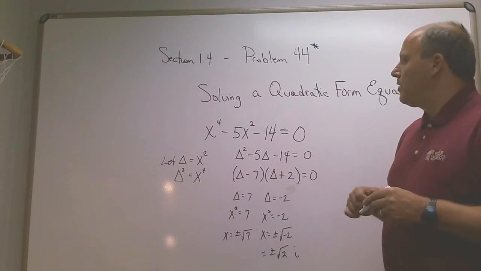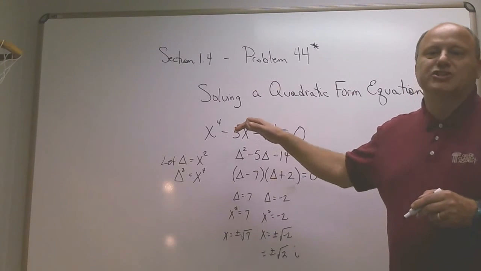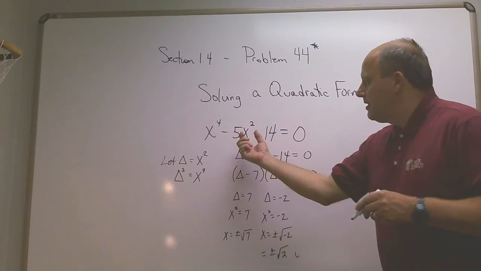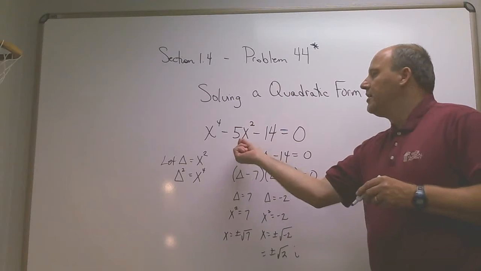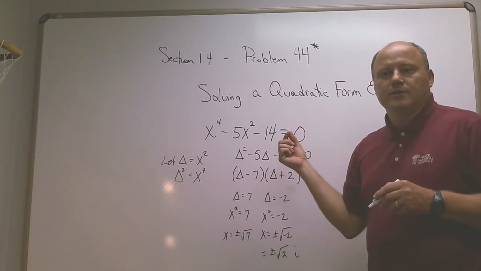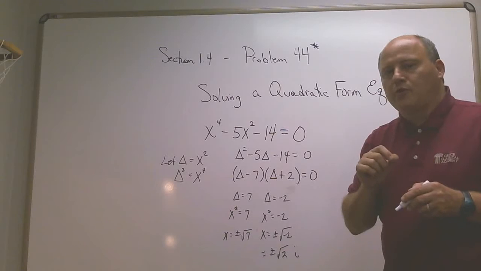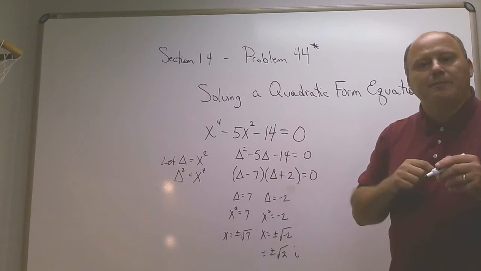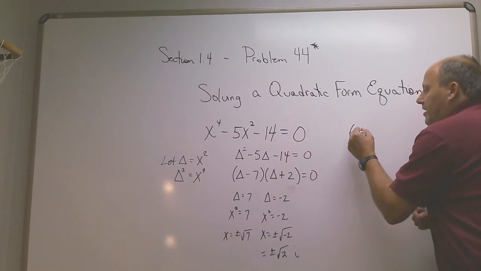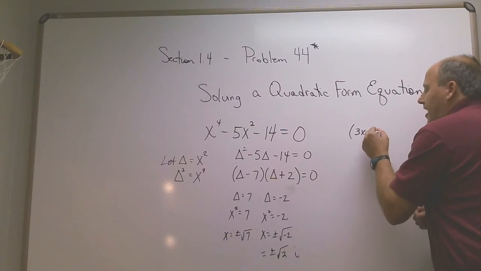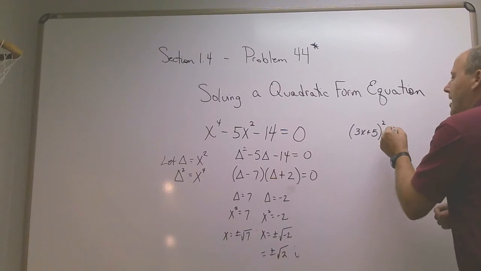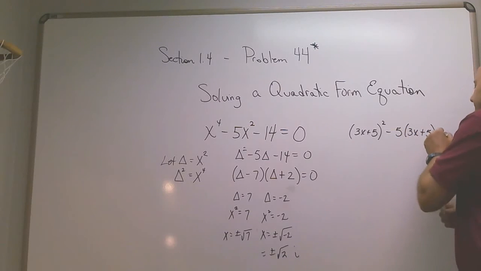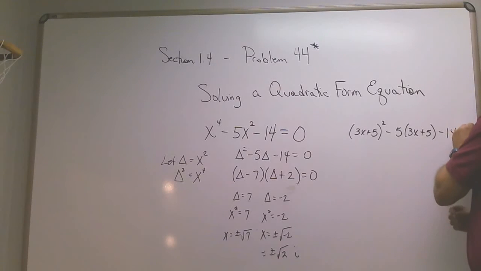In your homework, there'll be ones that are quite different from this one, but the process is the same. You let the delta be the middle term without the coefficient, and you let the delta squared be the first term. I'll get you started on one other problem. I won't do it in this series, but I want to show you that this problem can be related to a different type of situation. If you had (3x plus 5) squared minus 5 times (3x plus 5), and minus 14 equals 0.